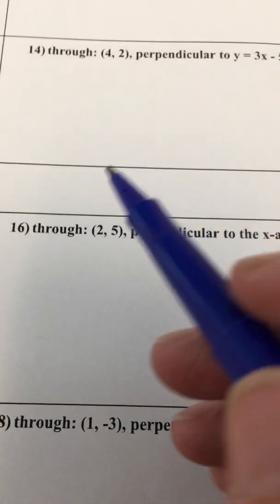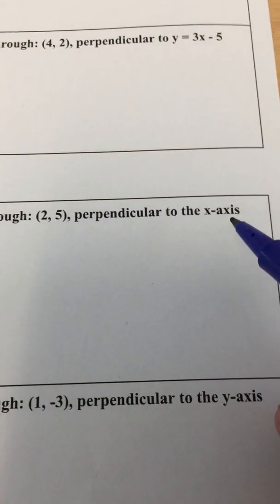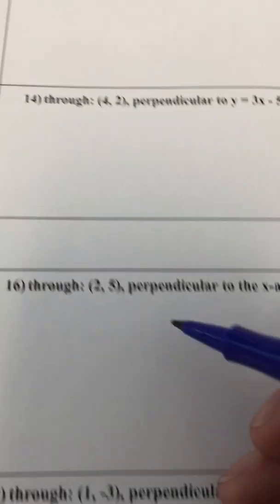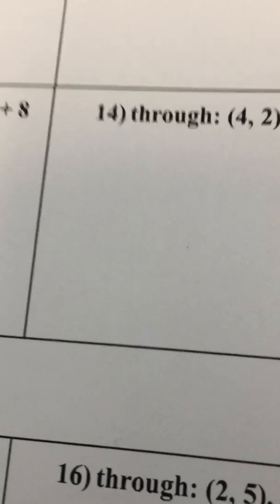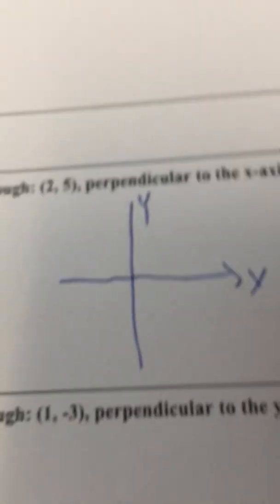That was parallel. Let's do a perpendicular one. This one says my line is going to go through 2, 5, and it's going to be perpendicular to the x-axis. Perpendicular. So, and it's the x-axis. So make yourself a little x and y axis. I'm drawing my axis right now. Okay. So here's my x and y axis.